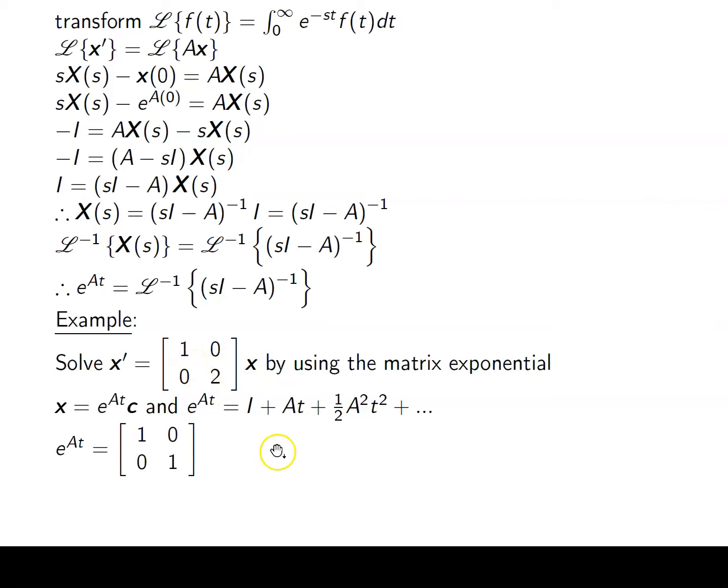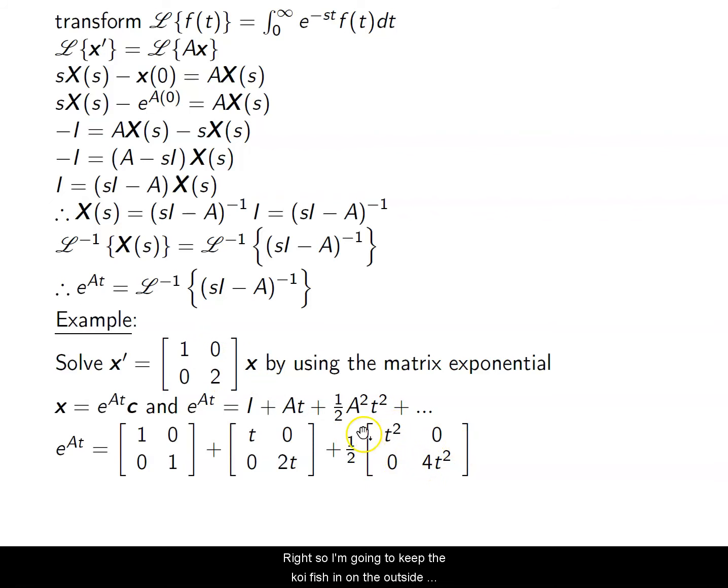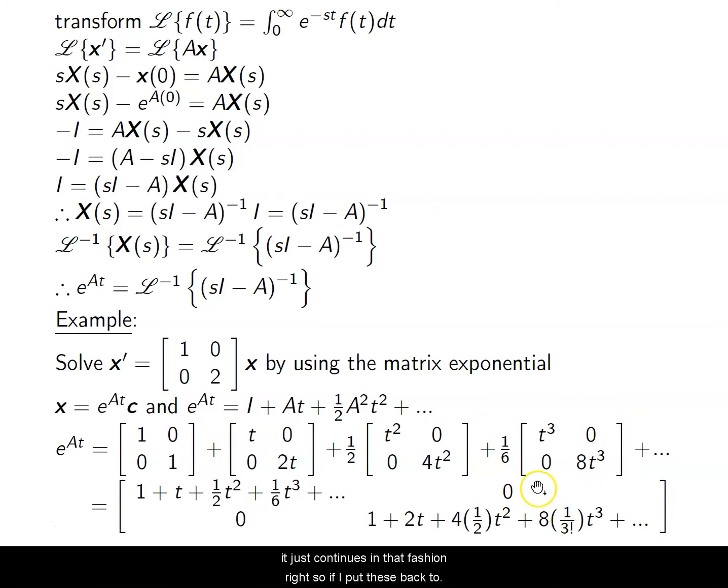So for e to the At, we'll start with the identity matrix, plus t times A, plus 1/2 times t squared times A squared, and so on. I'm going to keep the coefficient on the outside, and then when we put it all together, we can start putting it together, right? So I have the first 4 terms, and we know it just continues in that fashion. So if I put these back into matrix form, this is what it's going to look like.